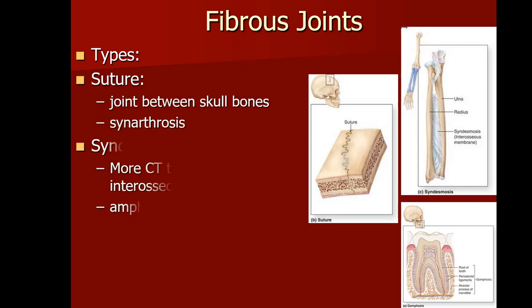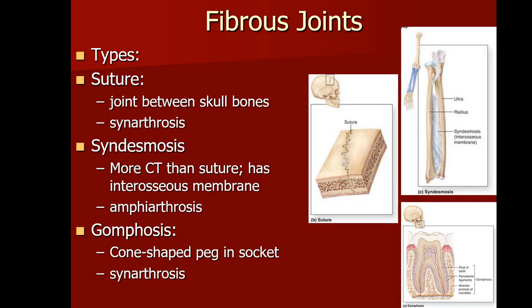So fibrous joints, there's three subtypes. There's a suture, which you're familiar with. A suture is a joint between skull bones. It's classified as a synarthrosis, meaning it's immovable. Then we have a syndesmosis, which has a little more connective tissue than a suture. And these are slightly movable, so we'll call these amphiarthrosis. The best example we have are the interosseous membranes between the radius and ulna, or the tibia and fibula.